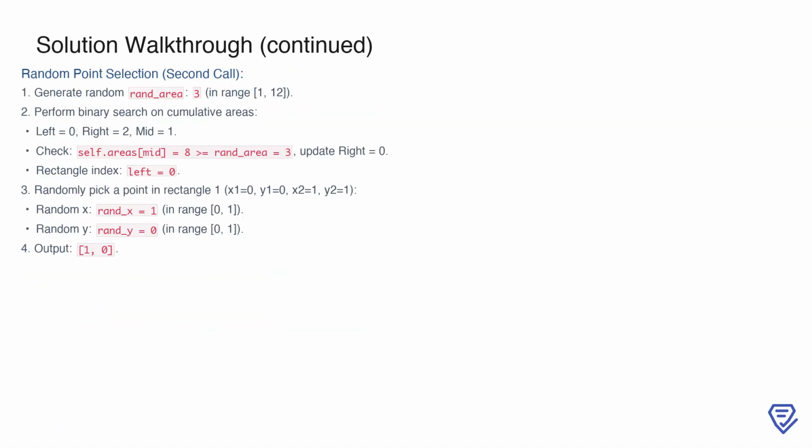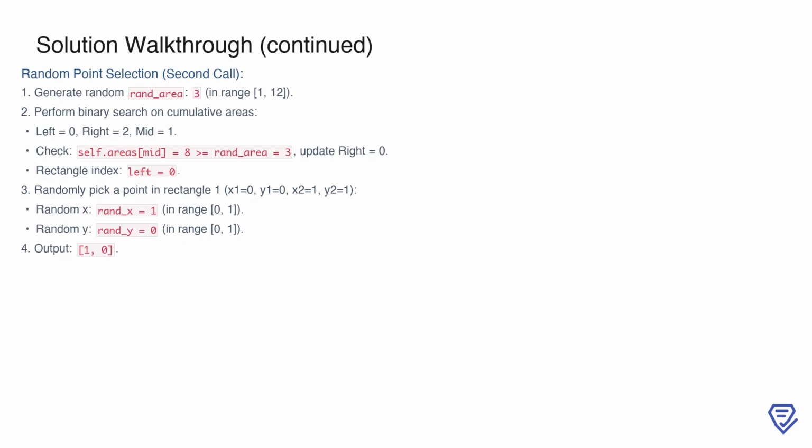Finally, for the second random point selection, we generate a random number between 1 and 12, and let's say it's 3. Again, we use binary search to locate the corresponding rectangle. With left at 0 and right at 2, the midpoint is 1. The cumulative area at index 1 is 8, which is greater than or equal to 3, so we update right to 0. This indicates rectangle 1 is chosen.